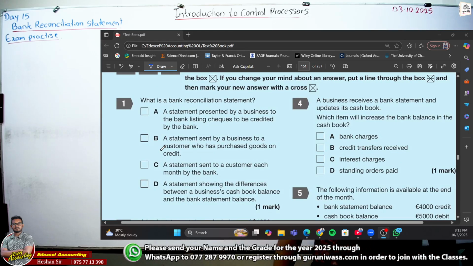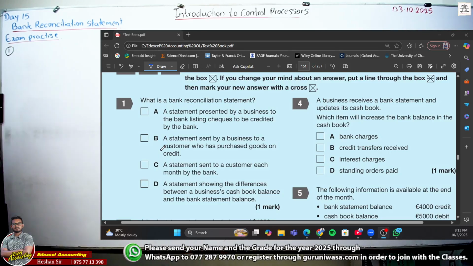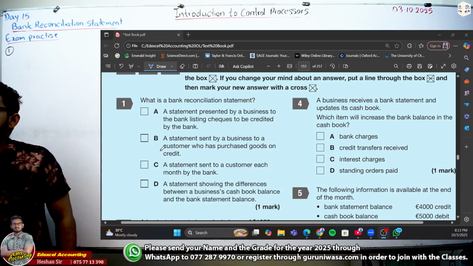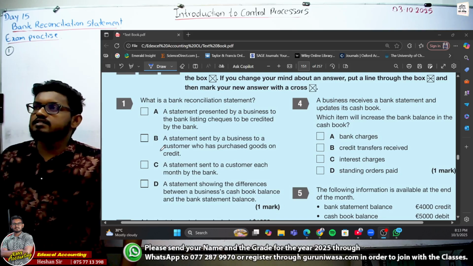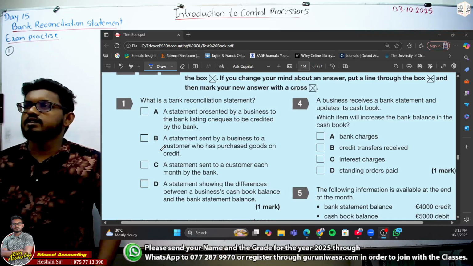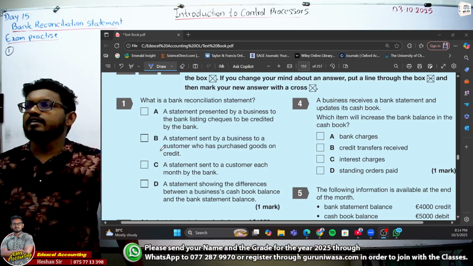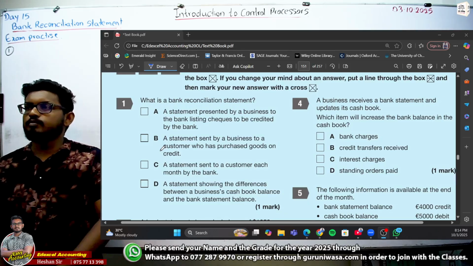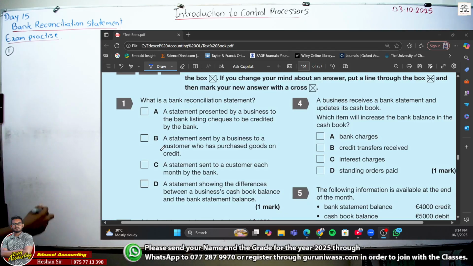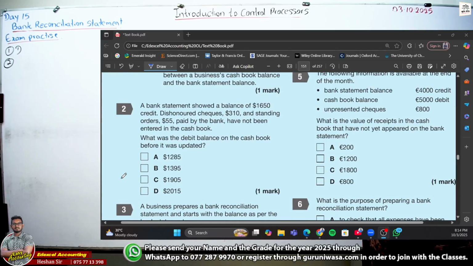What is a bank reconciliation statement? Let's see. A statement presented by a business to the bank, listing checks to be credited by the bank; a statement sent by the business to a customer who has purchased goods on credit; a statement sent to the customer each month by the bank; a statement showing the difference between the business cash book balance and the bank statement. That is the answer. So the first one, the answer is D. Number two. Let's see number two.